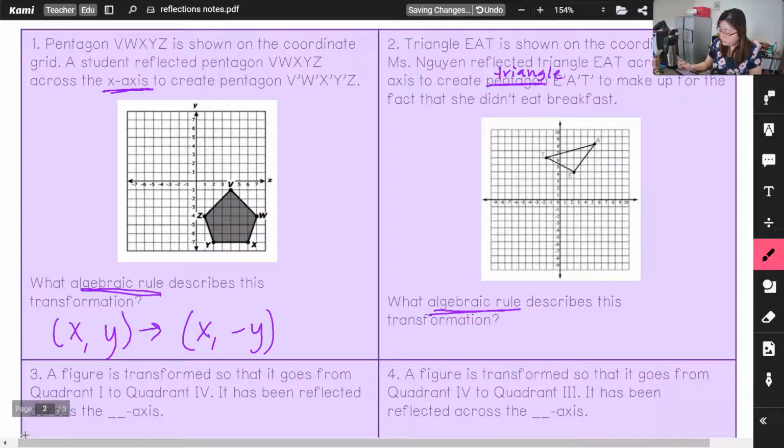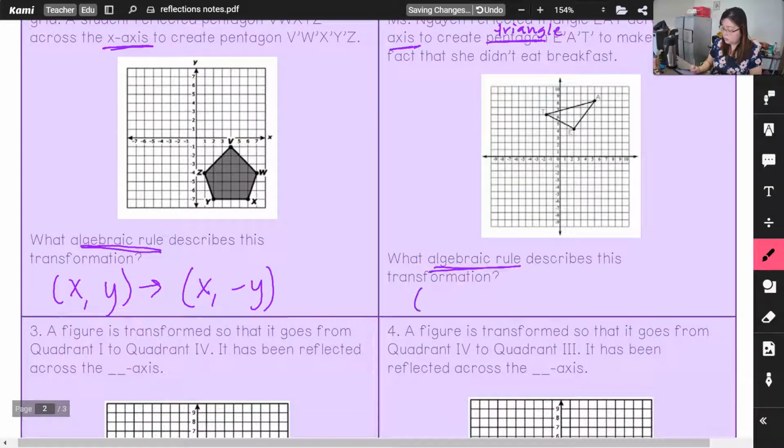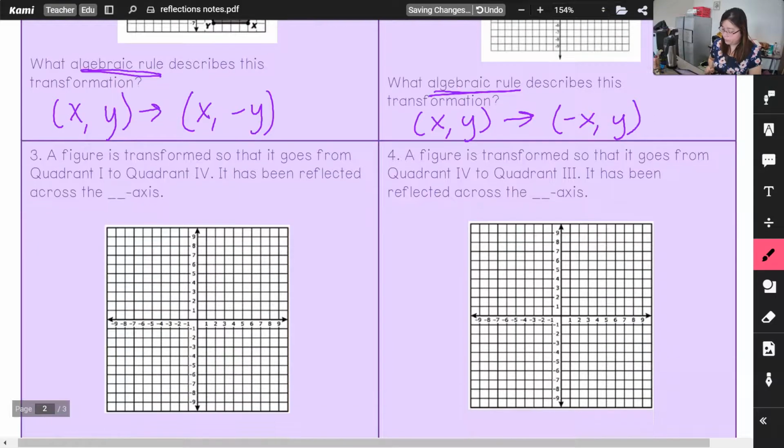Well, this time we're going across the y-axis. Okay, so this part of the rule always stays the same no matter what transformation we're doing. This first part with the x, y, and the arrow, it's always going to be the same. And it becomes, okay, y-axis, so x changes signs, y stays the same. All right.